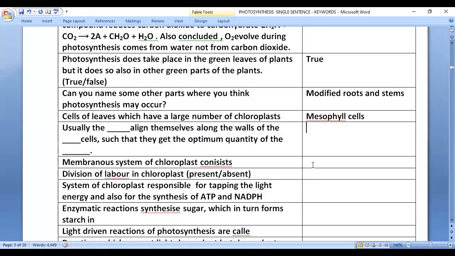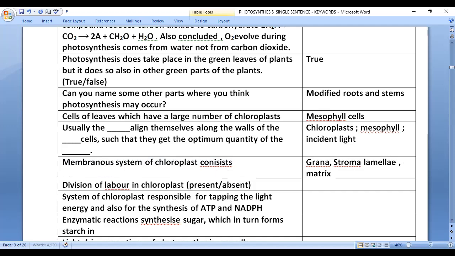Usually chloroplasts align themselves along the walls of the mesophyll cells such that they get the optimum quantity of the incident light. The membranous system of the chloroplast consists of grana, stroma lamellae, and the matrix of the stroma.